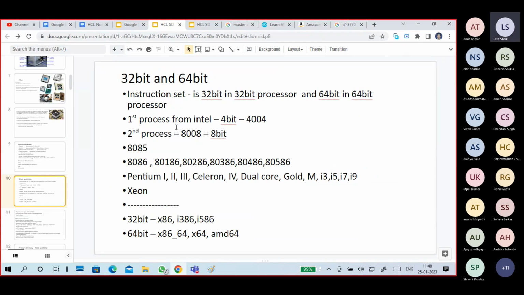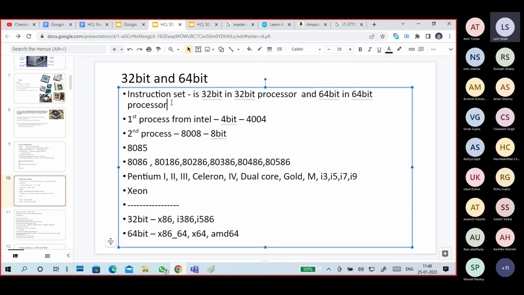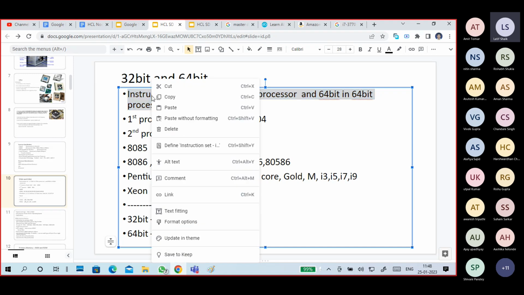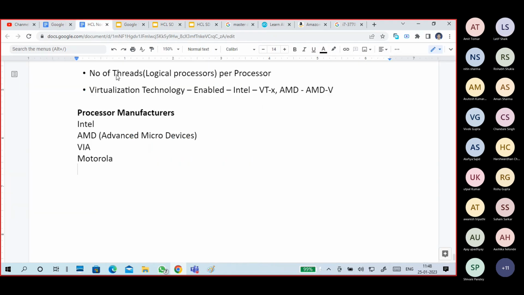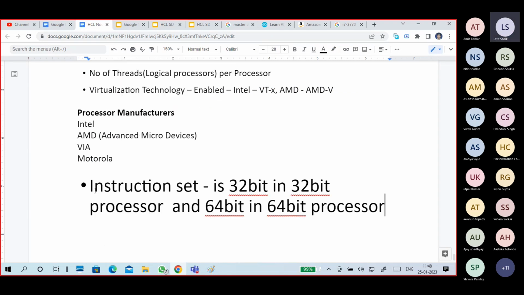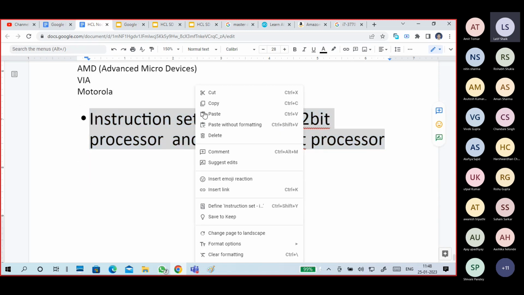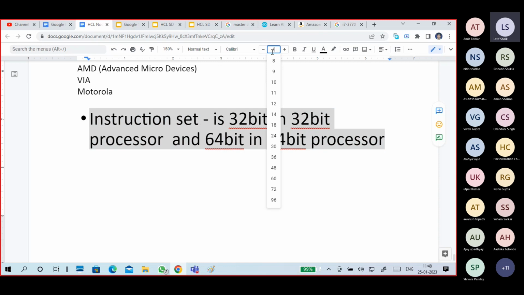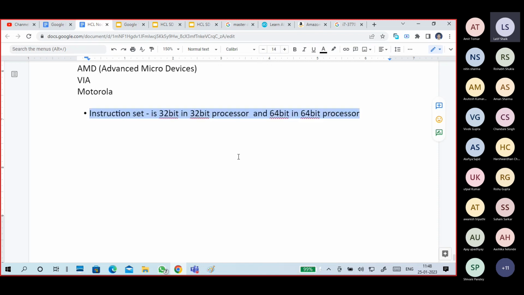Of course, we have 32-bit processors and 64-bit processors. In a 32-bit processor, the instruction set is 32-bit, and in a 64-bit processor, it is 64-bit. So if I have a 32-bit processor, what is the instruction set size? 32-bit only. If I have a 64-bit processor, what is the instruction size? 64-bit only.